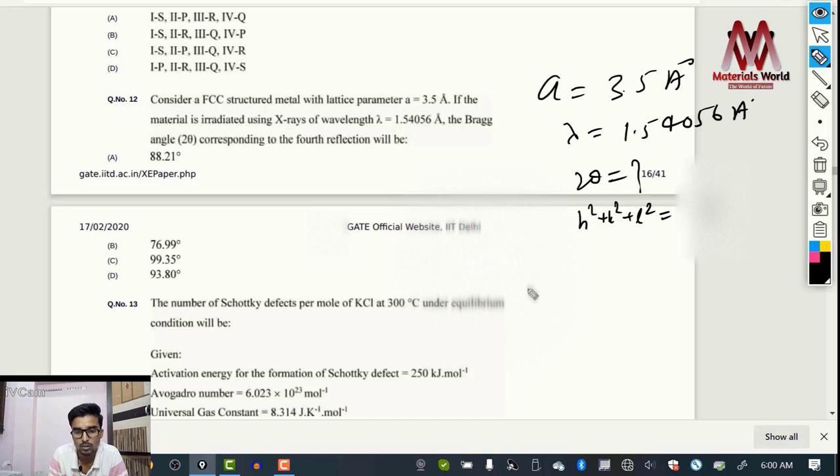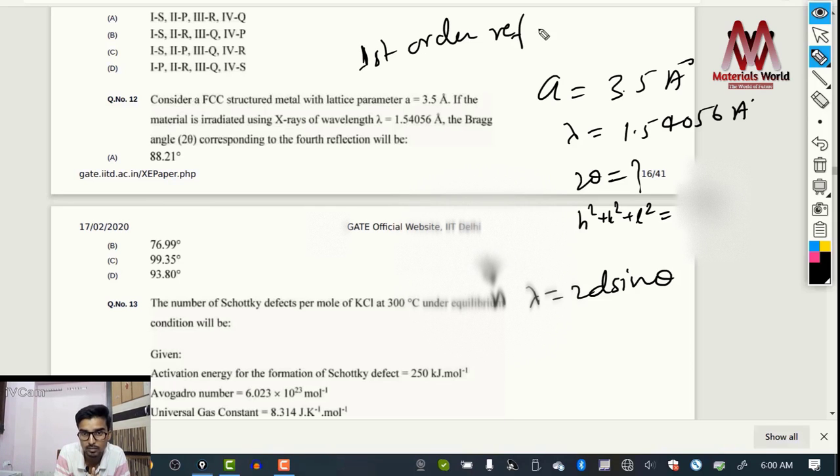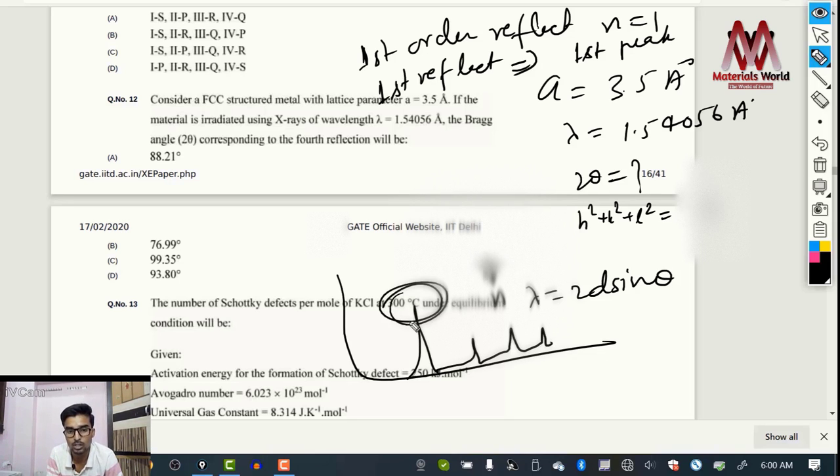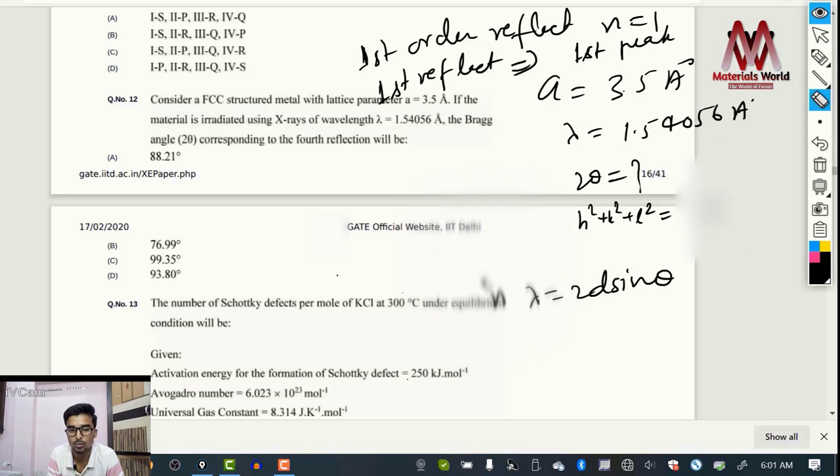Lambda is equal to 2d sin theta according to Bragg's law. Here n is 1 for first order reflection. So remember, first order reflection means n is equal to 1, and first reflection means first peak. First peak means the first peak in the diffractometer pattern. So I am talking about this peak. Okay, first peak. So remember the difference. Don't be confused.